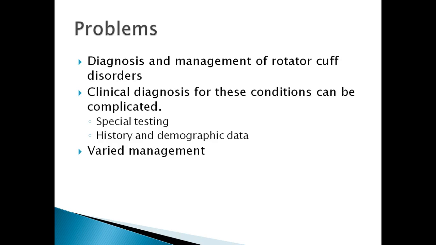The multifactorial etiology, the spectrum of clinical findings, and the wide range of pain complaints present in this population create a challenge for conservative management of patients with rotator cuff pathology. Clinical diagnosis for these conditions can be complicated. Special testing for shoulder disorders is often suspect for reliability and validity, resulting in the need to incorporate information from the history and demographic data and the combined strength of special testing into the assessment. However, management of these disorders from a conservative approach varies widely.